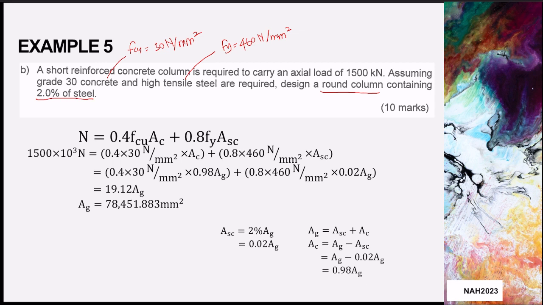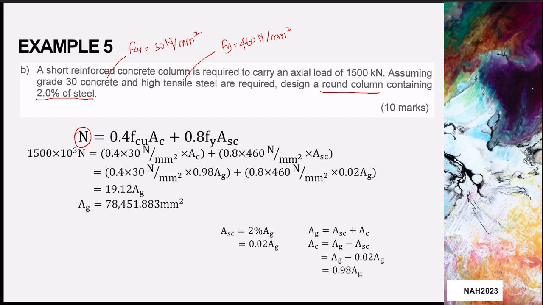Example 5 is different from example 3 and example 4. In example 3 and 4, it requires you to get the value of axial load, which means N. Here it asks you to design, meaning that you have to find the area of column and how many bars and the size of bars that will be included in the column design.